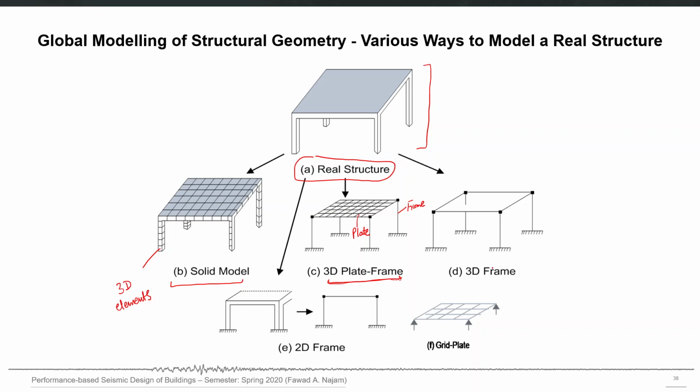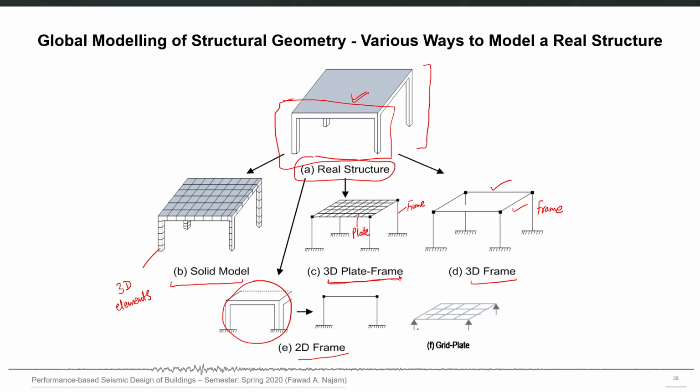Another option can be that we ignore the slab here and we just model the skeleton of the structure using 3D frame elements only. So all of these elements are frame, and we ignore the slab. Another simplification can be that we just create a two-dimensional frame model of this real structure for the purpose of analysis. So we just take one frame, for example, we cut the real structure from here and we only take out this frame, and we idealize it as a two-dimensional frame, a portal frame, for example.